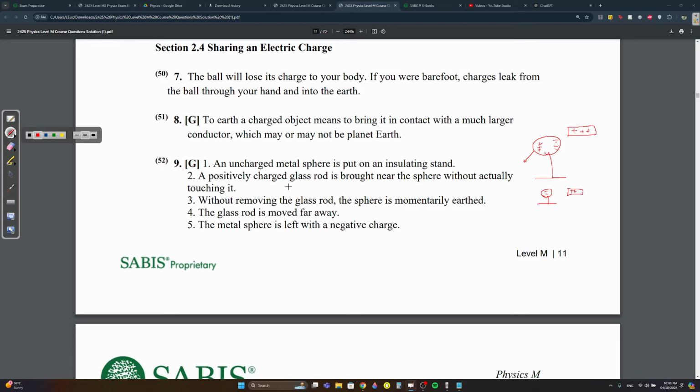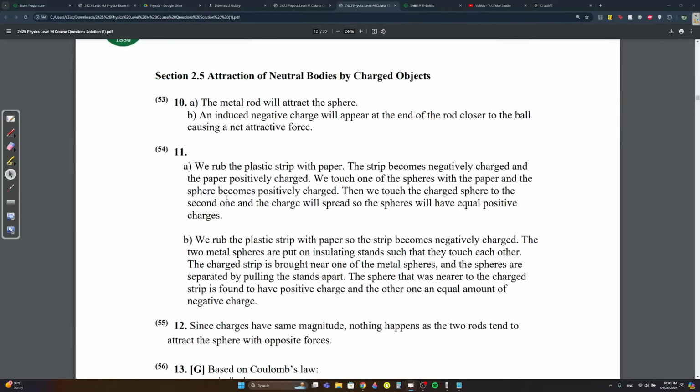So without removing the glass rod, we earth it. We touch it with our finger. After we earth it, we move the glass rod farther away, and now the metal sphere is left with a negative charge.